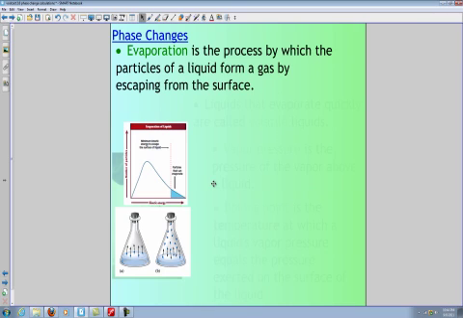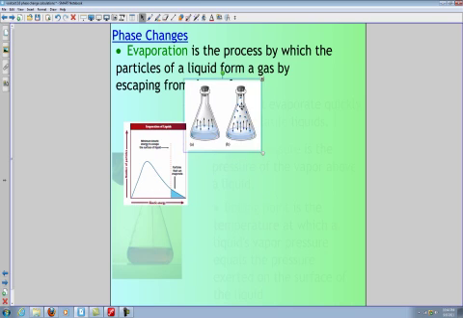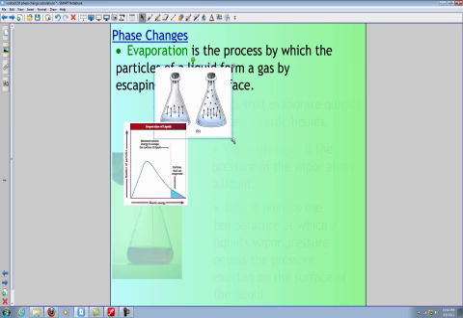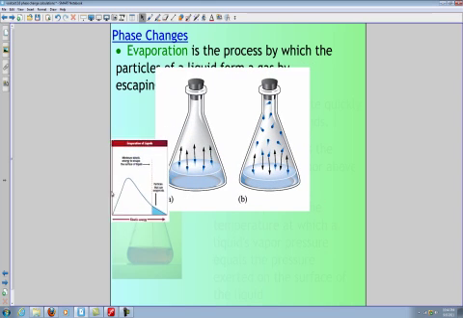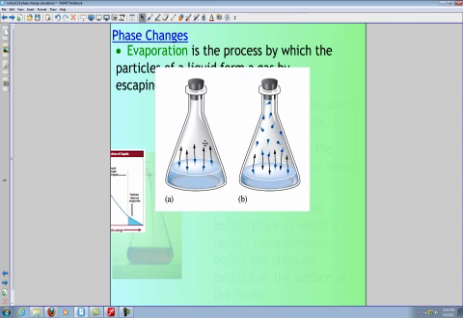So the first of those is evaporation, and basically what's going on in evaporation is that the particles of a liquid are escaping the surface of the liquid and they're turning into gas phase. And so if we look at this first diagram, what we've got going on here is that you've got particles here at the surface of the liquid that have enough energy and they're going to escape into gas phase. So how does that work?